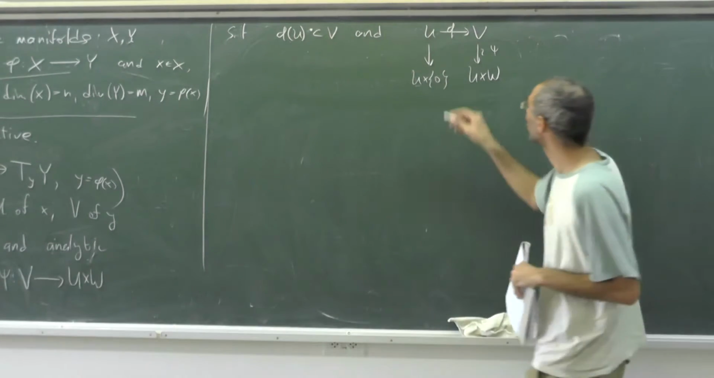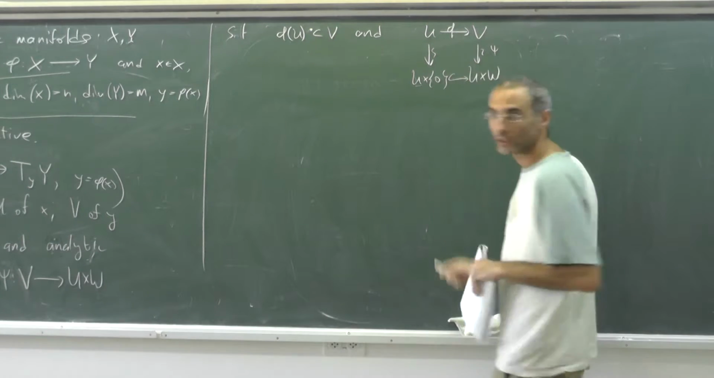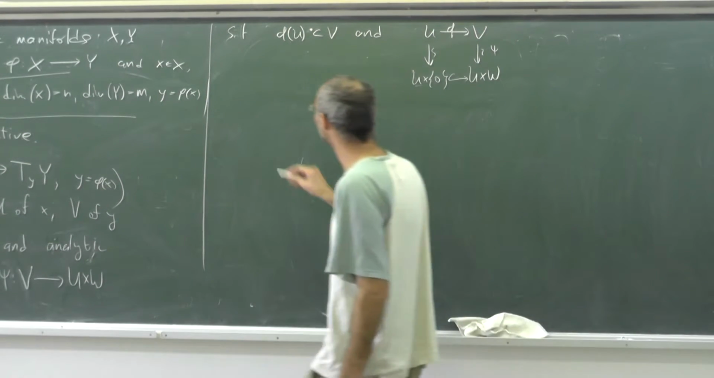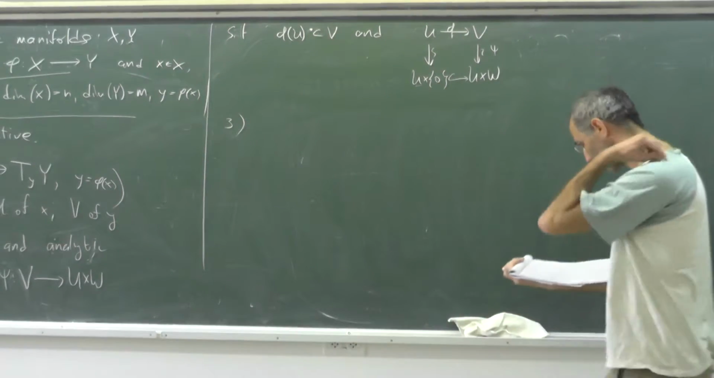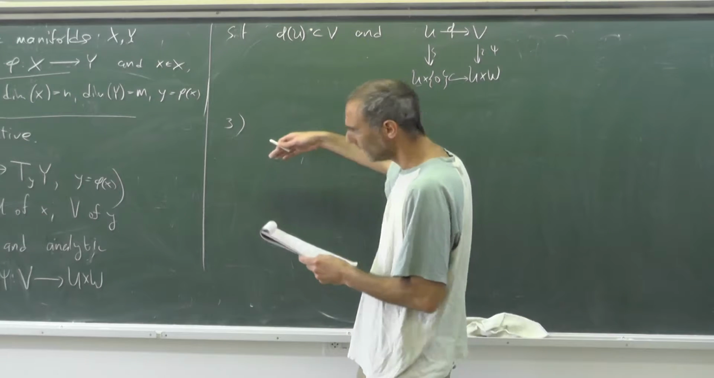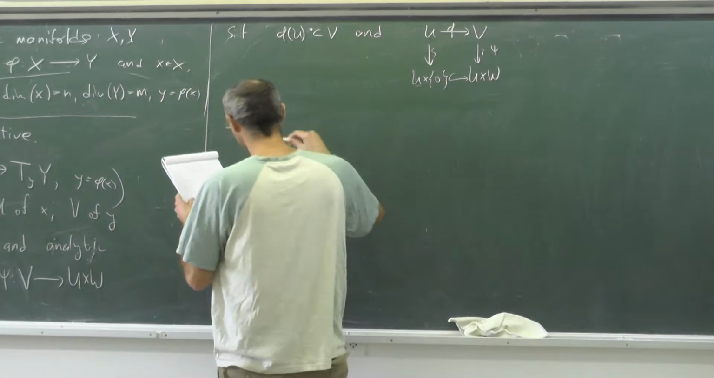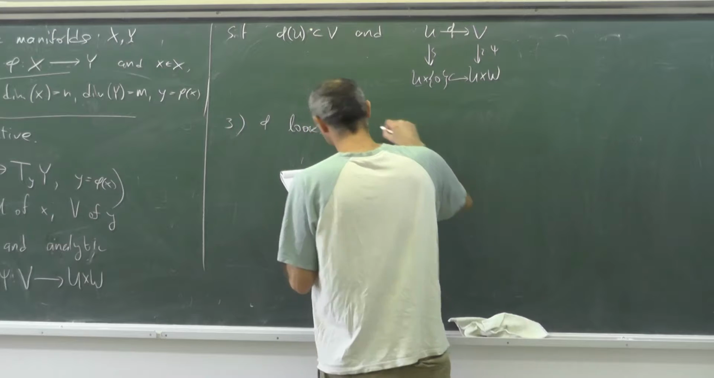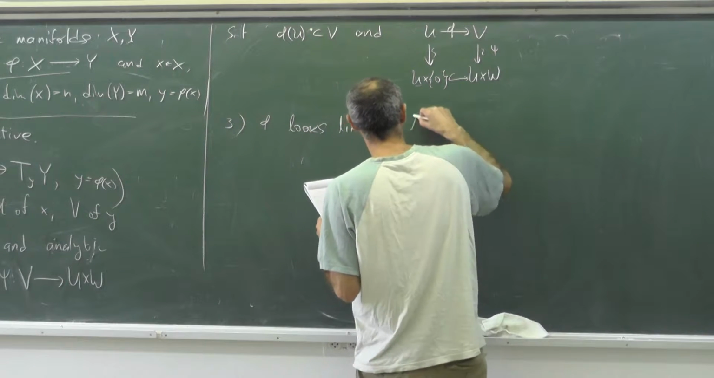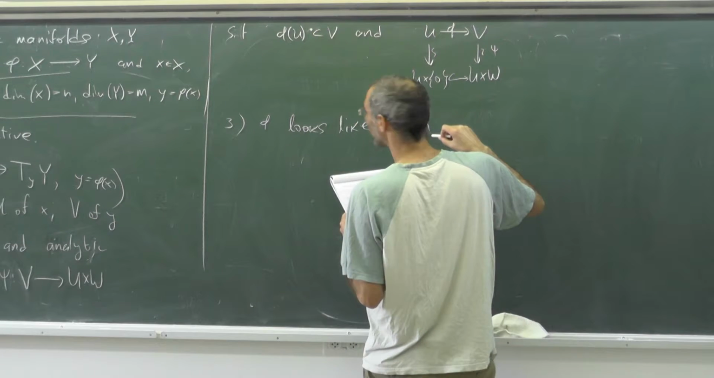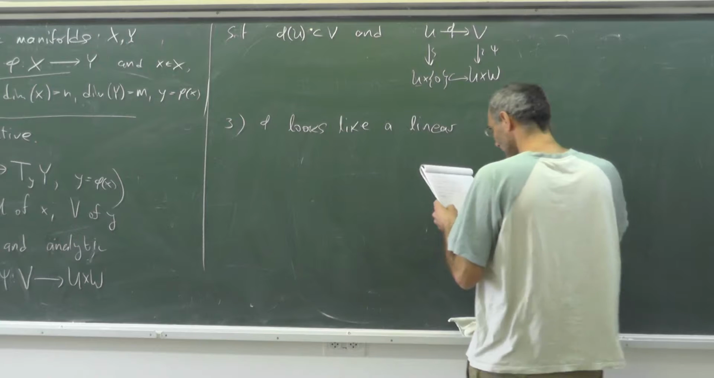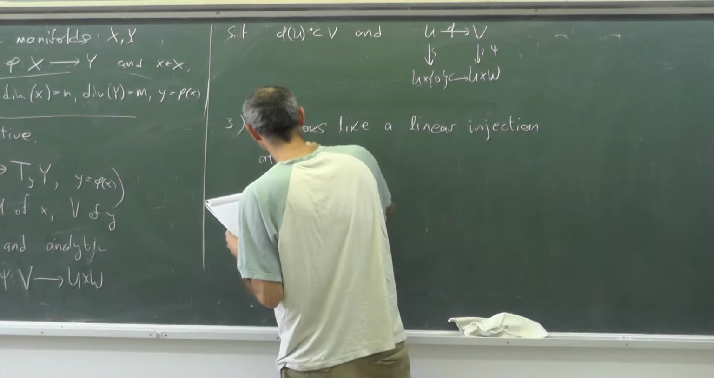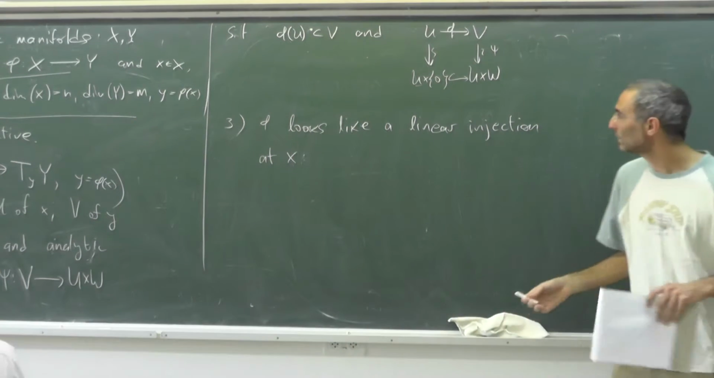This is the obvious isomorphism, and this is the obvious injection, and this diagram commutes. So this is 2. And 3. While I'm writing, you should figure that 2 follows from 3, or maybe I should explain what I mean first. Sorry, 3 should follow from 2. A linear injection at x.